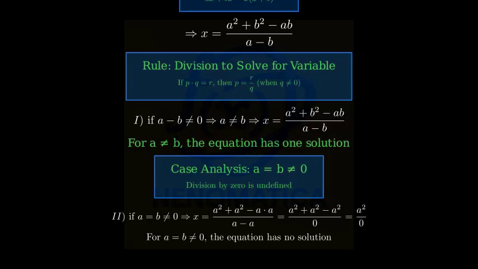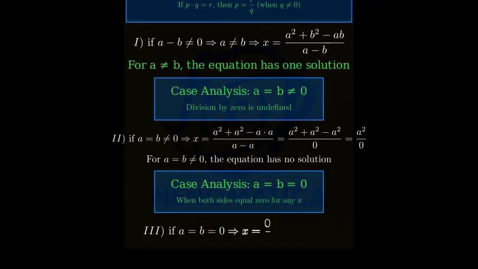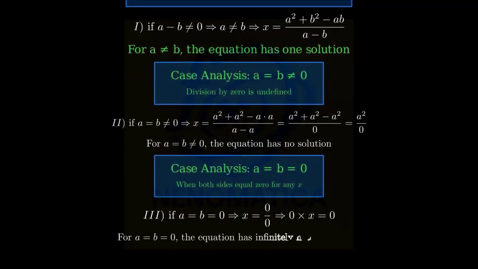Case 3, let's consider what happens if a and b are both 0. In this case, our equation becomes x times 0 equals 0 squared plus 0 squared minus 0 times 0, which simplifies to 0 equals 0. This is always true for any value of x, so we have infinitely many solutions.